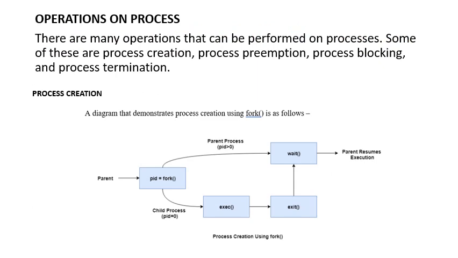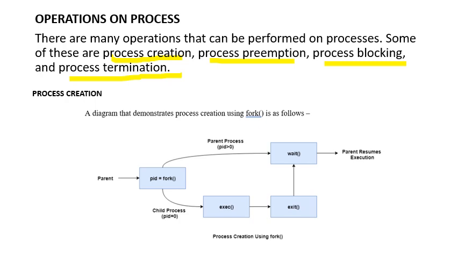Coming to the operations on a process, there are several operations. First, process creation is one kind of operation, and then process preemption, process blocking, and process termination. These are the different operations which are performed on a process. First, coming to process creation.